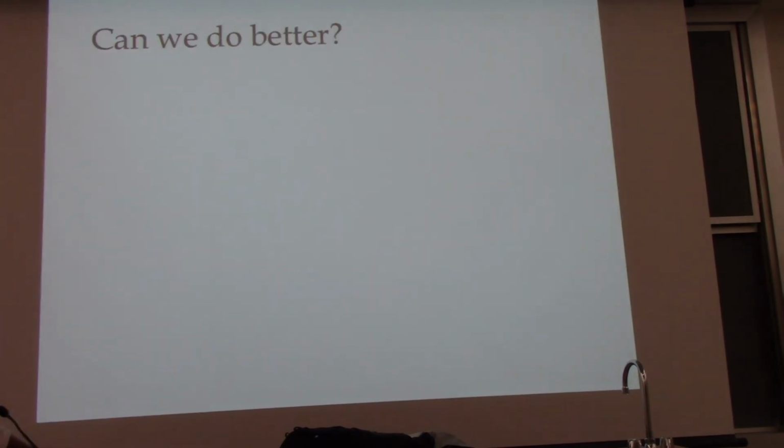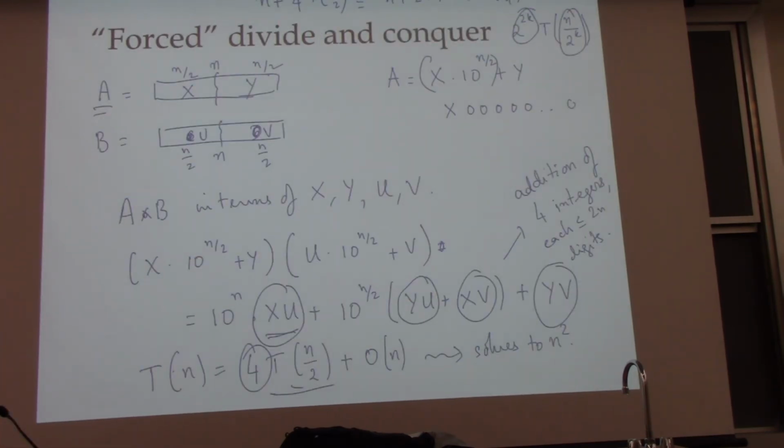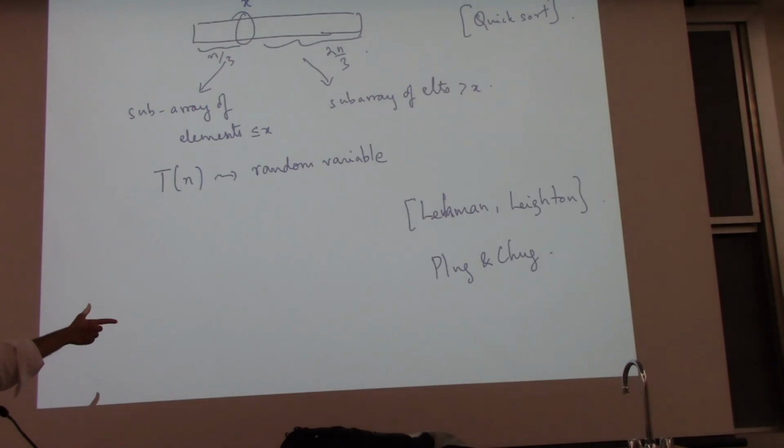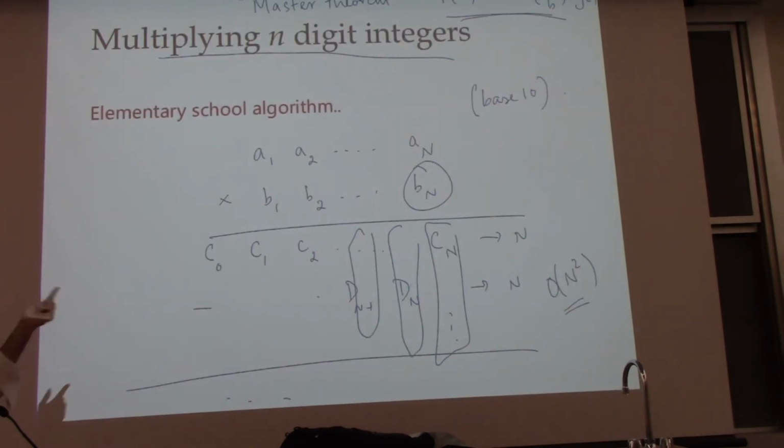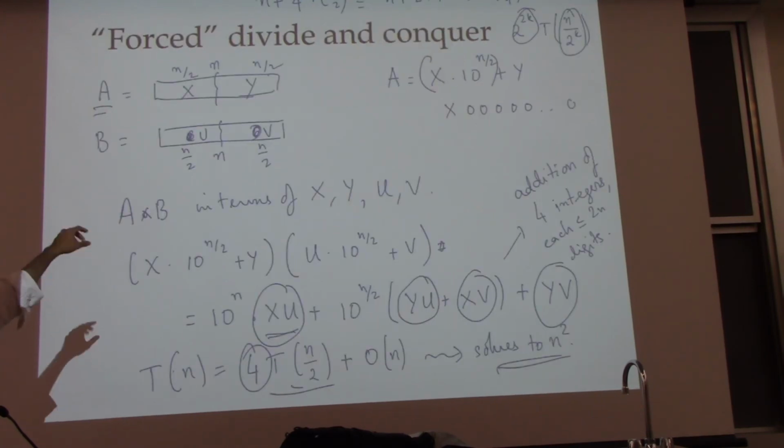We have a few minutes left, so I'm going to tell you a rough idea of how we can do better. It might seem that this solves to n squared, and our elementary school algorithm was also n squared. So is divide and conquer giving us anything? That's what you might wonder, because even after you do this whole observation of breaking up into pieces, you're still taking n squared time.